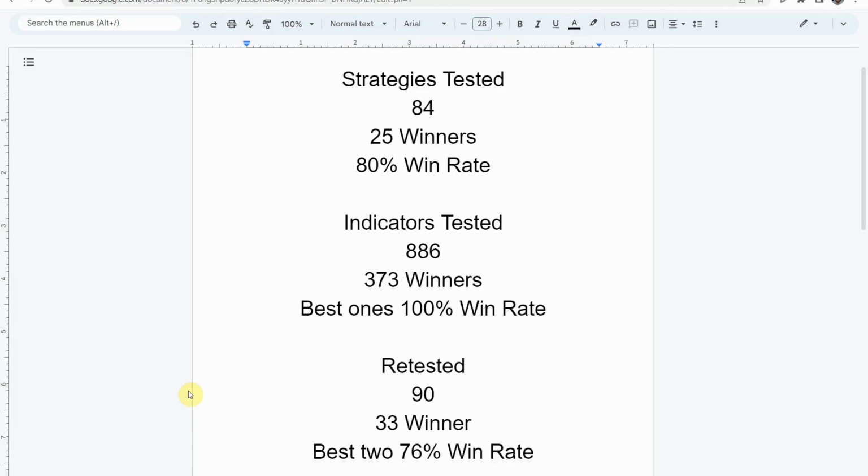Now, keep in mind that we test most of the strategies and indicators in the Forex and crypto market, but they can be applied to just about any market and time frame universally.